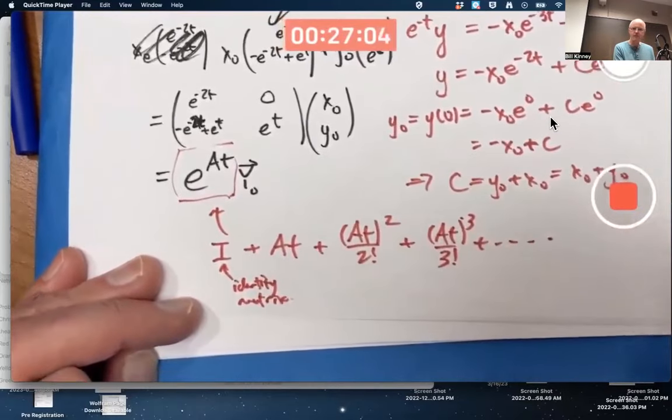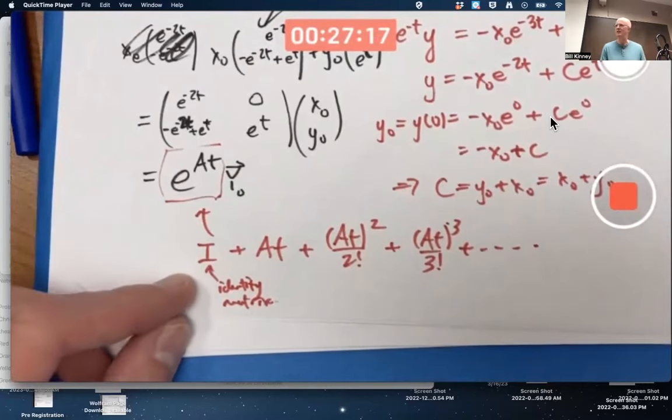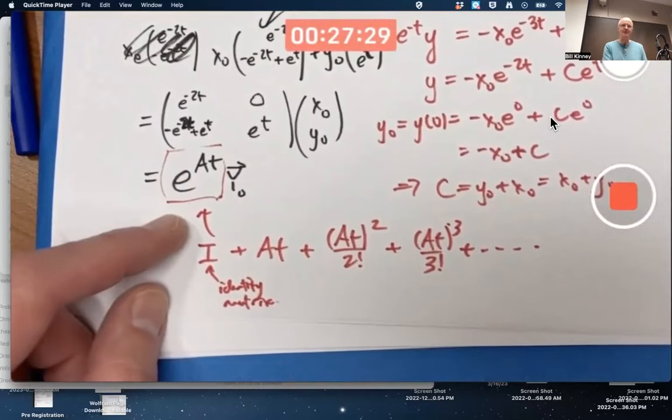Wait, does that look familiar? That should look familiar from calculus 2. That should look like the series for e to the x, except A times T is playing the role of x, and I is, I guess, playing the role of the number 1. Yeah, this is a generalization of the series for e to the x from calculus 2, the Taylor series. And this is the definition of that matrix.